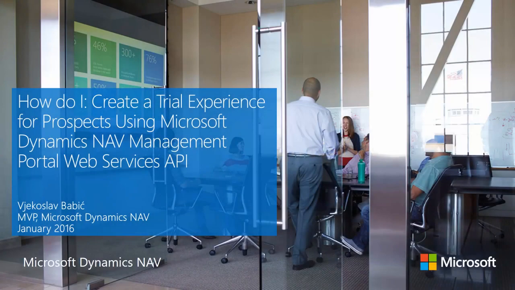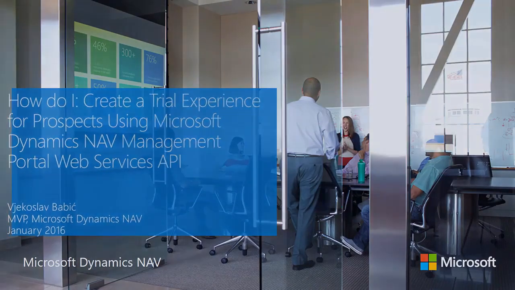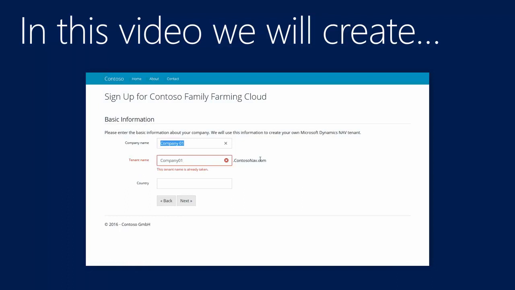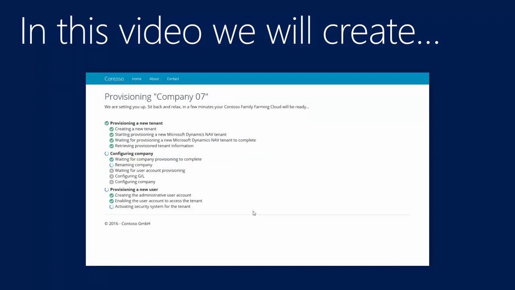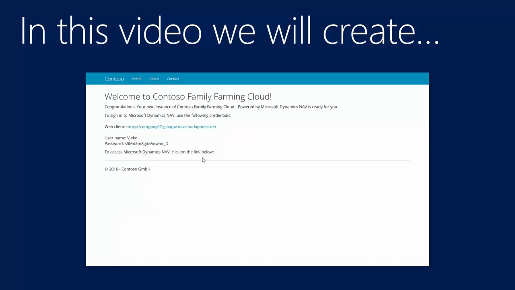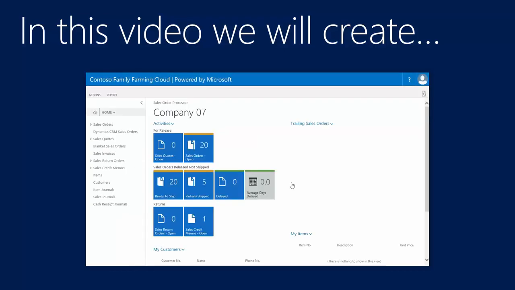Hello, welcome to this How Do I video in which I'll show how to use the Management Portal Web Service API to create a demo experience for your prospects to enable them to self-provision demo instances of your offering powered by Microsoft Dynamics NAV. In this video, you'll see a demo ASP.NET Model View Controller application that talks to the Management Portal API and enables your prospects to self-provision a demo experience of your solution.